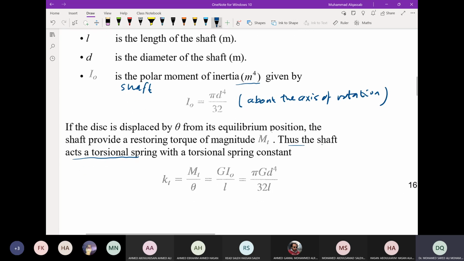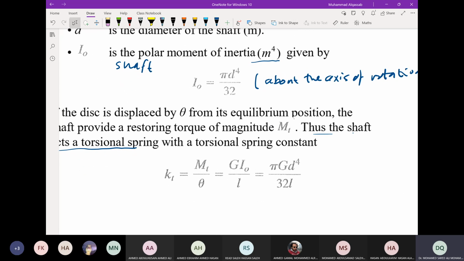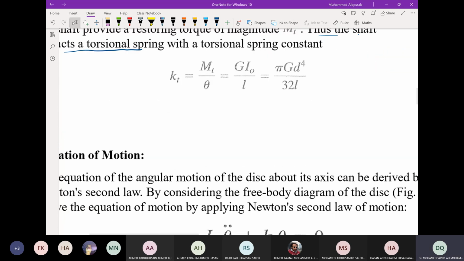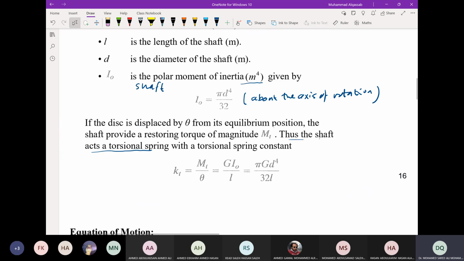And when we substitute for Io for a solid circular shaft, we have that Kt equals pi G d to the power 4 over 32L. Okay, so then you can get the equation of motion from the free body diagram.